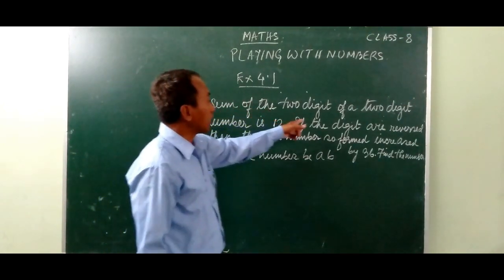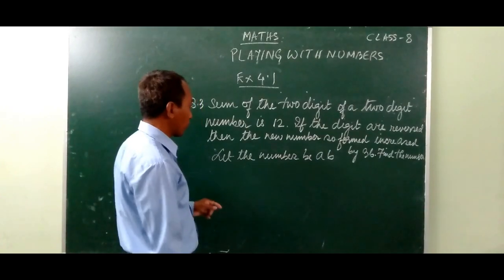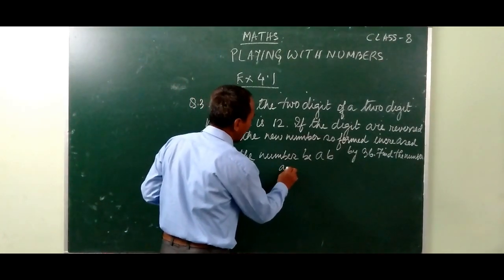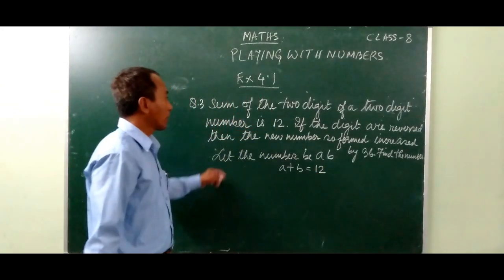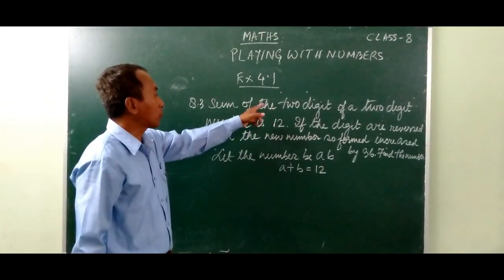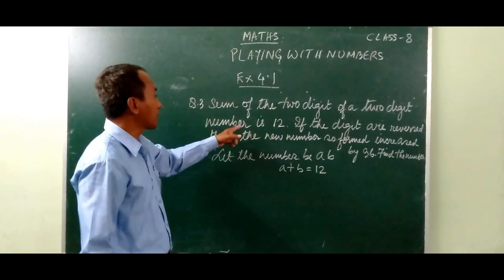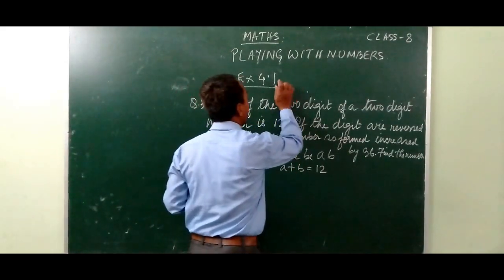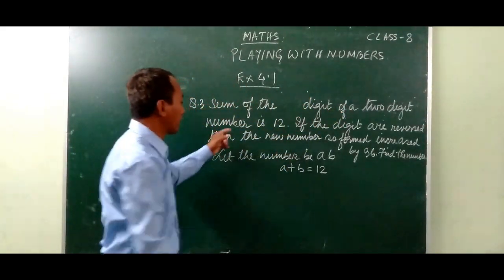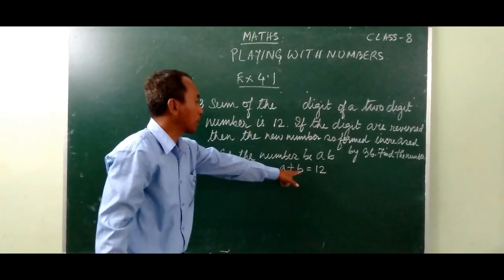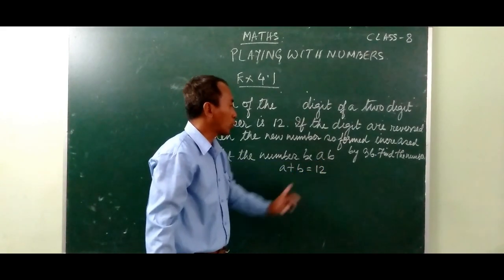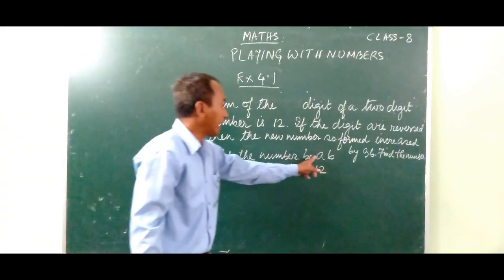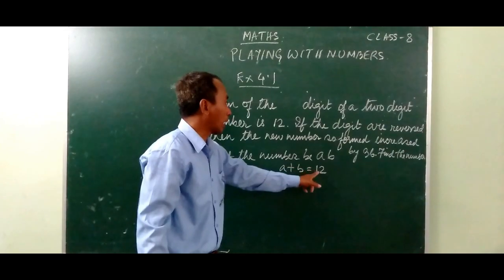Now, the sum of the digits of a 2-digit number is 12. So what did it say? A plus B is 12. So A plus B is what? 12. When you add A and B, it becomes 12.